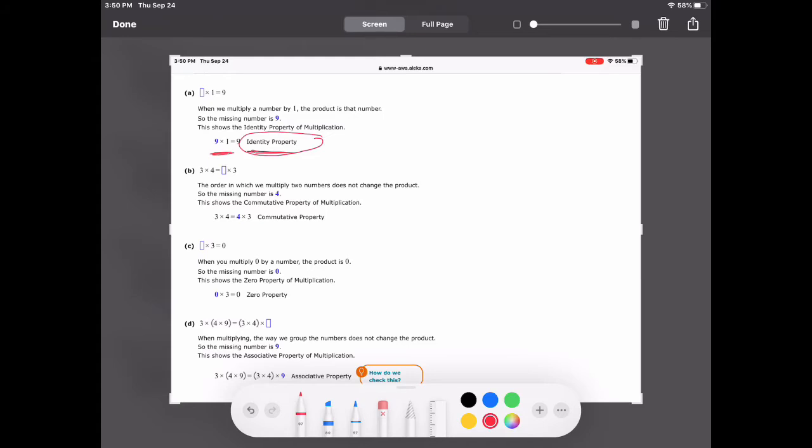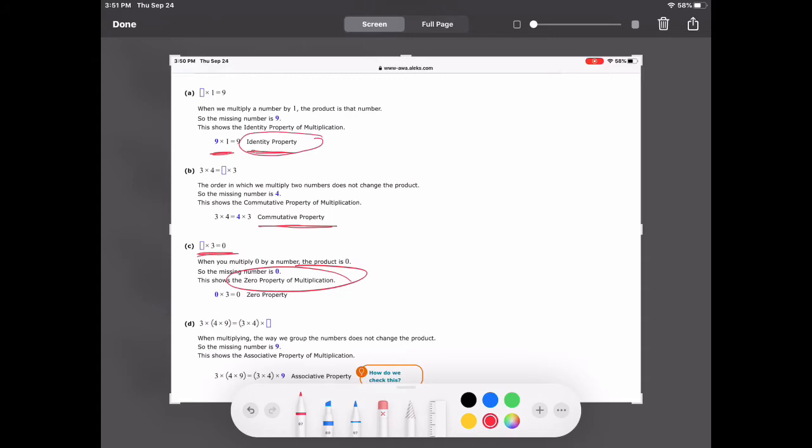Okay, b, 3 times 4 equals 4 times 3. It's the same as the property in addition. This is the commutative property of multiplication. We have a commutative property of addition and a commutative property of multiplication, and they are exactly the same, just with times instead of plus. Blank times 3 is 0. 0 times anything is 0, so this is the 0 property of multiplication.